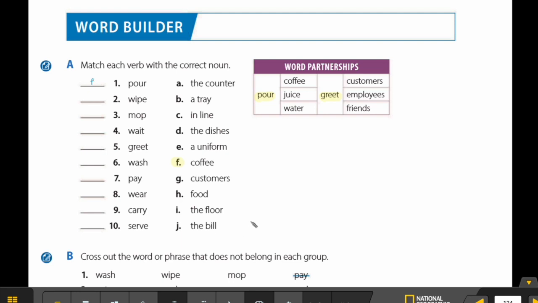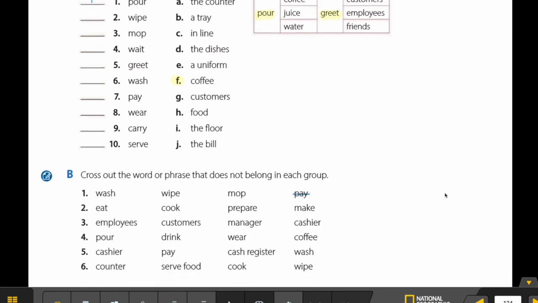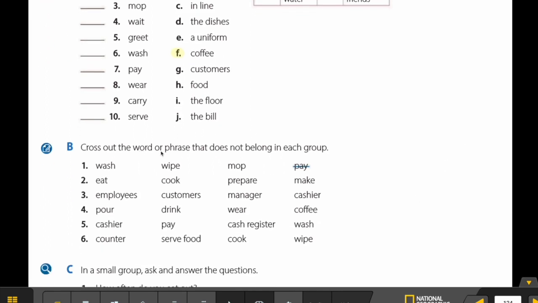Now, let's do exercise B, and then when we finish A and B, we will see the answers to both activities. Here, cross out the word or phrase that does not belong in each group. For example, wash, wipe, and mop, they are related to cleaning, right? So pay has nothing to do with the other verbs. So just cross it out. All right, so let's pause the video. When we get back, we will see the answer to exercise A and exercise B.